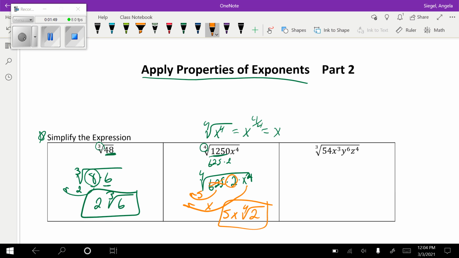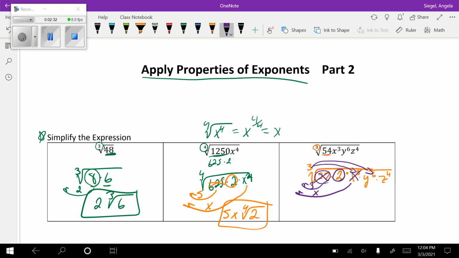Okay, so this one, we're going to do the same thing. So there's a lot going on here. So the factor of 54 that's the biggest perfect cube is 27. So 27 times 2, and then I'm just going to rewrite these out. Okay, so the cubed root of 27 is 3. So that's going to come out. That's not going to be underneath there anymore. But I have this that's in there. So remember what I always ask myself. So 3 goes into 3 evenly one time. So it's going to come out as x to the first, or just x.